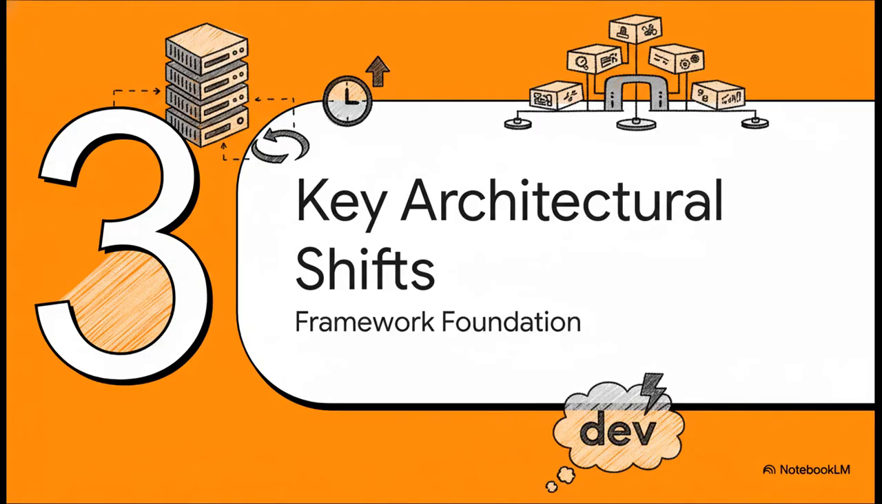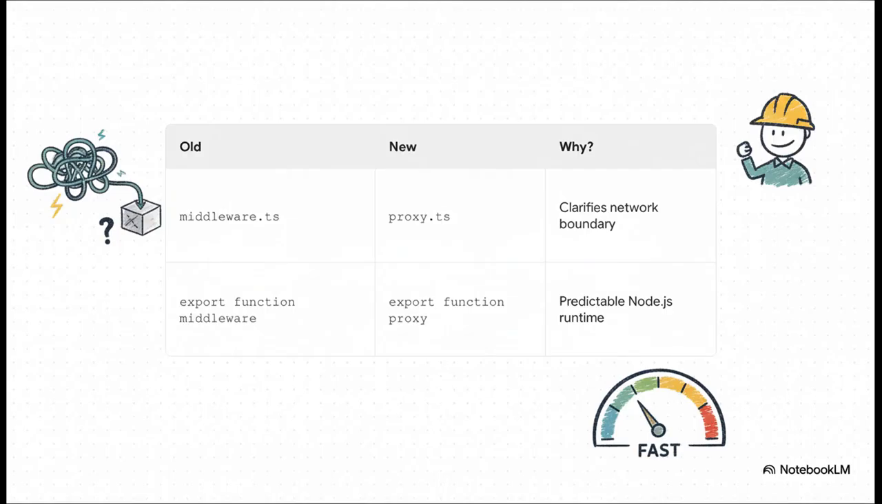All right, let's switch gears a bit and talk about some of the key architectural shifts. These are some important changes to the very foundation of the framework that you're definitely going to want to know about. So first up, middleware is now called proxy. It's a pretty straightforward change. You just rename middleware.ts to proxy.ts and change your exported function from middleware to proxy. The logic inside stays exactly the same.